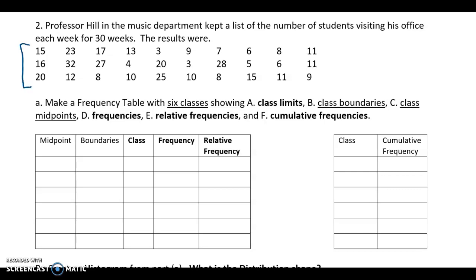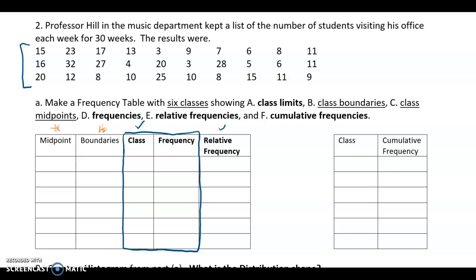We're going to make a frequency table with 6 classes showing class limits, boundaries, class midpoints, frequencies, relative frequencies, and cumulative frequencies. I want to remind you that if you're just asked to make a regular old frequency distribution, it just includes class and frequency, which I have boxed right here. If you were doing a relative frequency distribution, you'd have the class and the relative frequency. You can see that midpoint and boundaries are listed here to the side. Those are extra, and they're going to help us if we had to make a histogram in our graphing calculator.